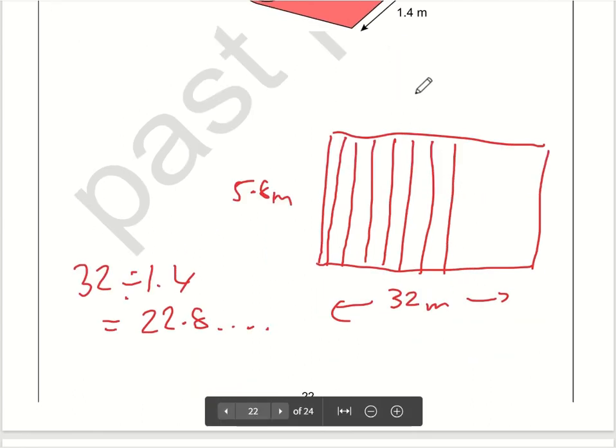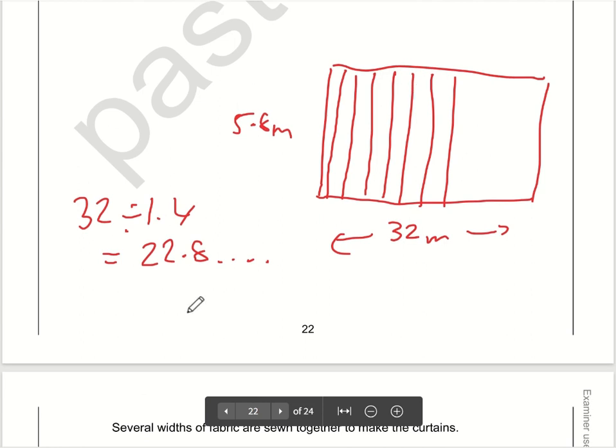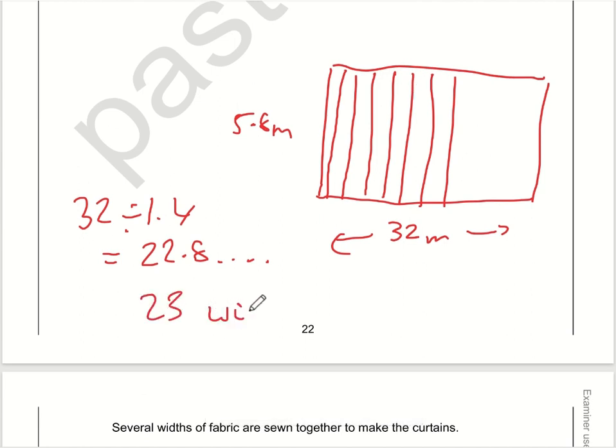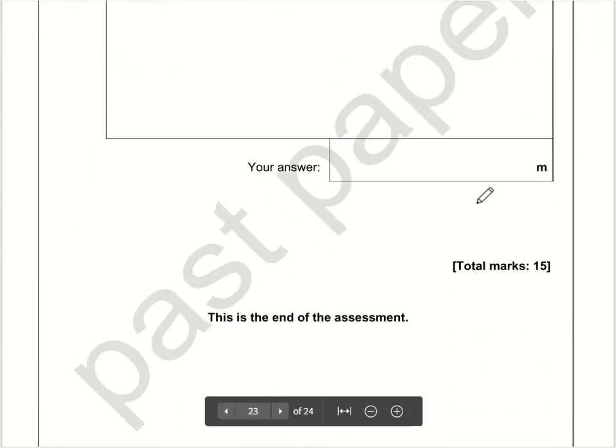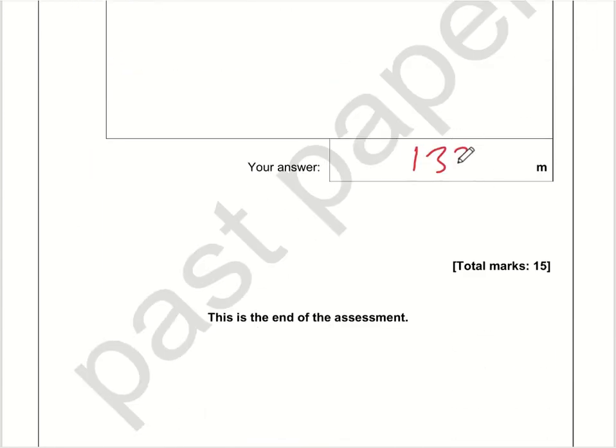Then the number of widths of fabric has to be a whole number. So that is 23 widths, and each width is 5.8 meters in length. So we need 23 strips times 5.8, and 23 times 5.8 comes to 133.4 meters, and that is our final answer, 133.4, and that is the end of this particular assessment.